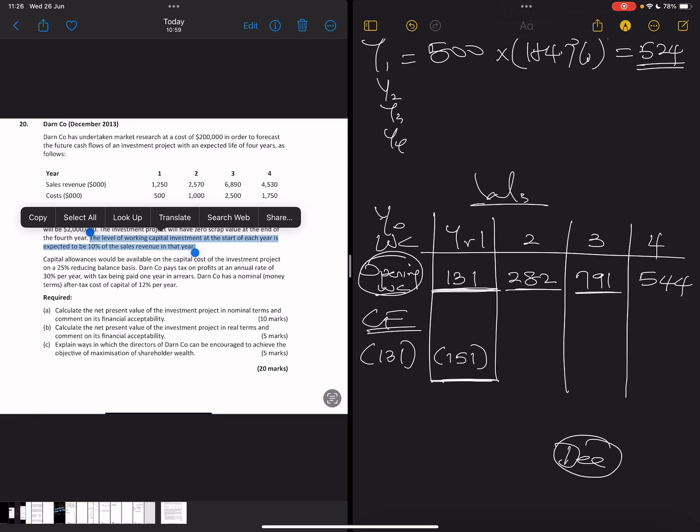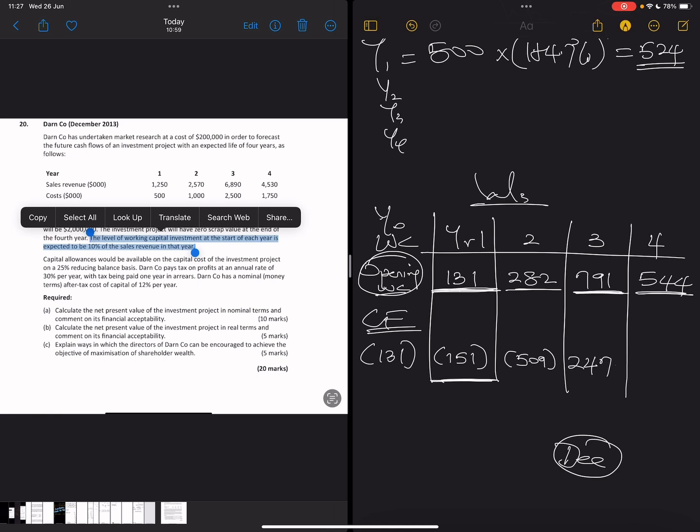And to have 791 at the beginning of year 3, I need to buy 791 minus 282, sorry. So that is 509. So I need to buy 509, because for NPV, you're only interested in cash flows. And for year 4, I only need 544, but I ended year 3 with 791. So here I'm going to be selling to bring it down to 544. So 791 minus 544, and that is 247.